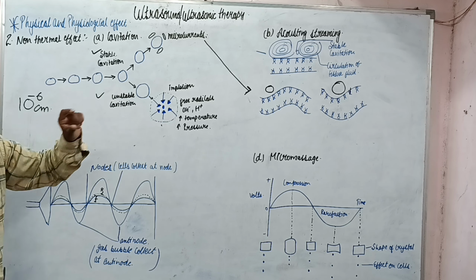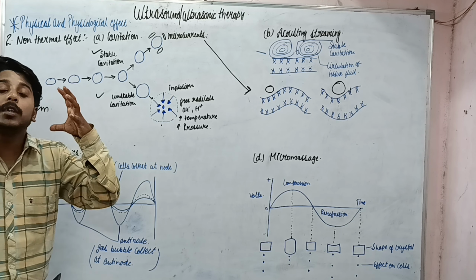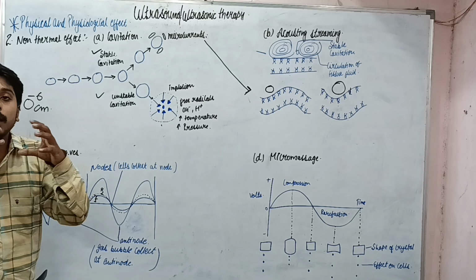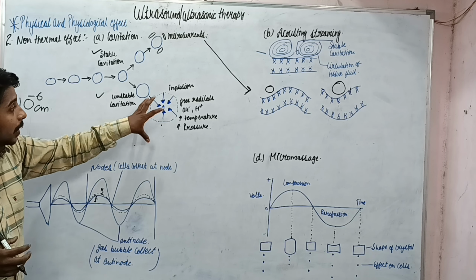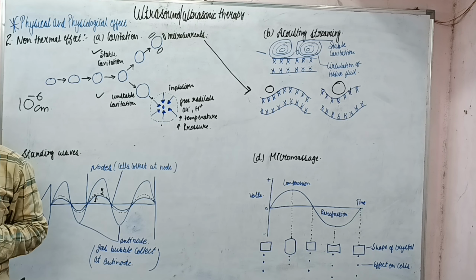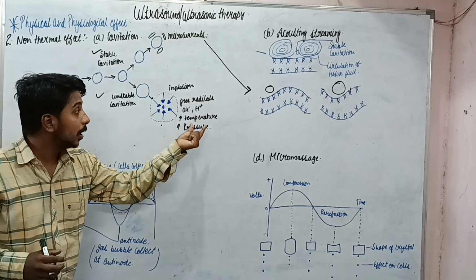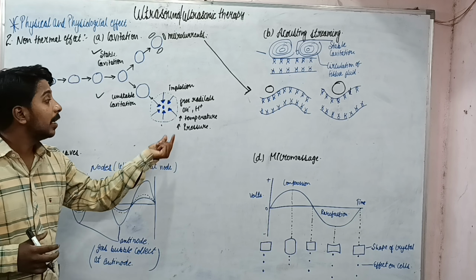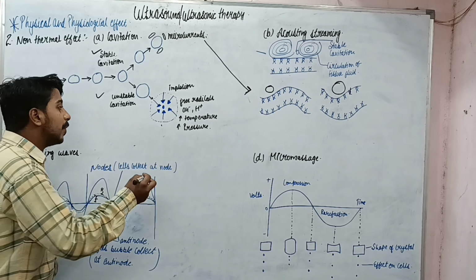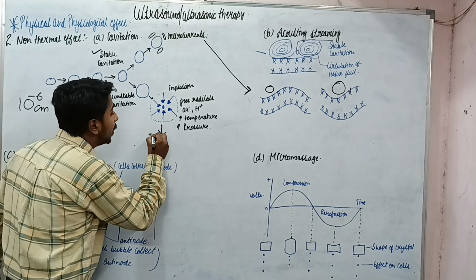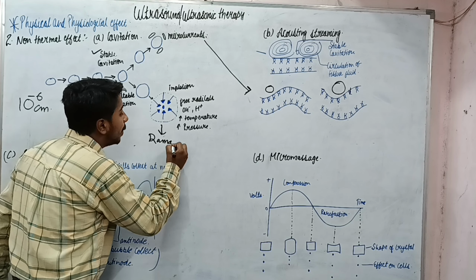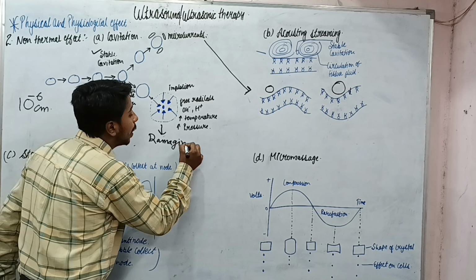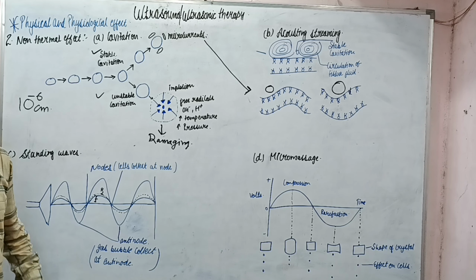In the unstable cavitation, the size of the bubble is increasing, and after that there occurs the implosion. After the implosion there is a lot of production of free radicals, increase in temperature and pressure, which is definitely damaging, so unstable cavitation is not good for us.